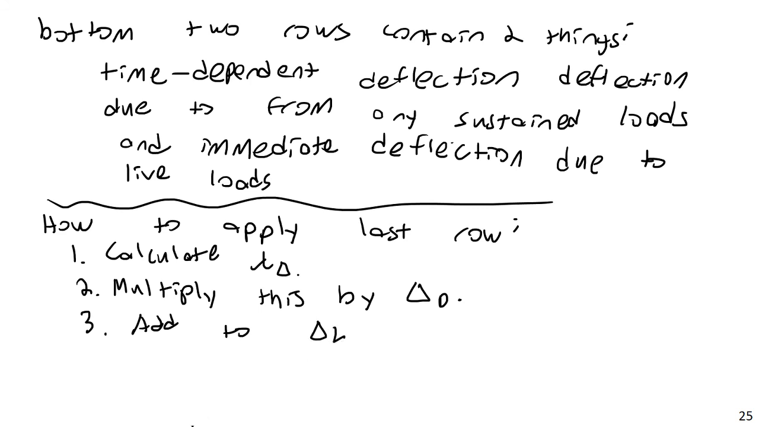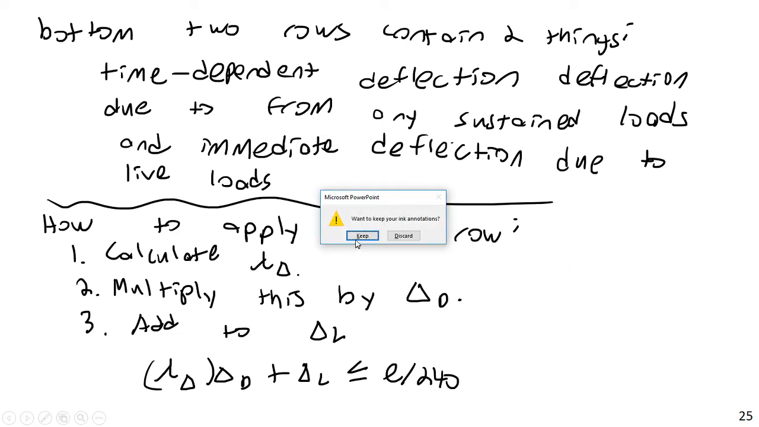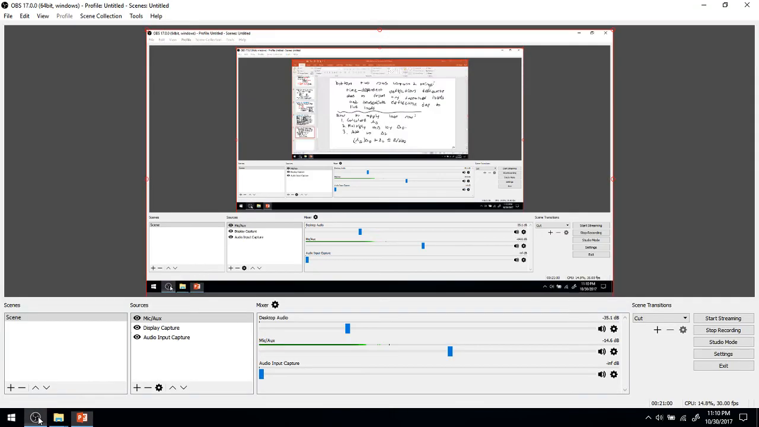So really what this comes down to is that for the last row here, for example, you'd basically be using the equation lambda delta times delta D plus delta L, any instantaneous live loads, must be less than or equal to L over 240. That would be a rough explanation of how you might use an equation like that. I just want to provide you that explanation. Hopefully that clears things up of how to handle long-term deflections for reinforced concrete beams.